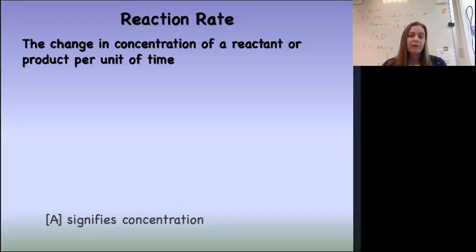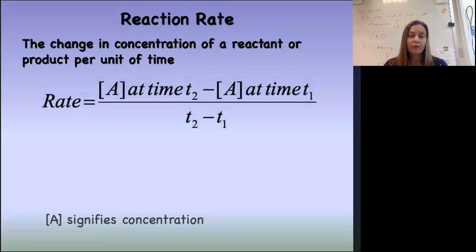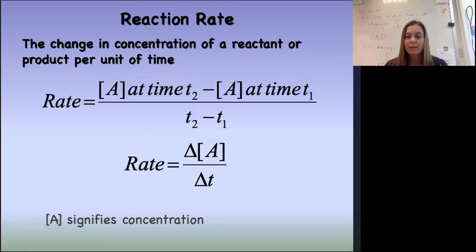And we finished by talking about the fact that we measure reaction rate as the change in concentration of a reactant or product per unit of time. So it's the change in concentration over time. So just like we measure our speed when we're driving a car in distance over time, so the change in distance going from one place to another over time gives us our speed. Our reaction rate measures speed by the change in concentration over time.